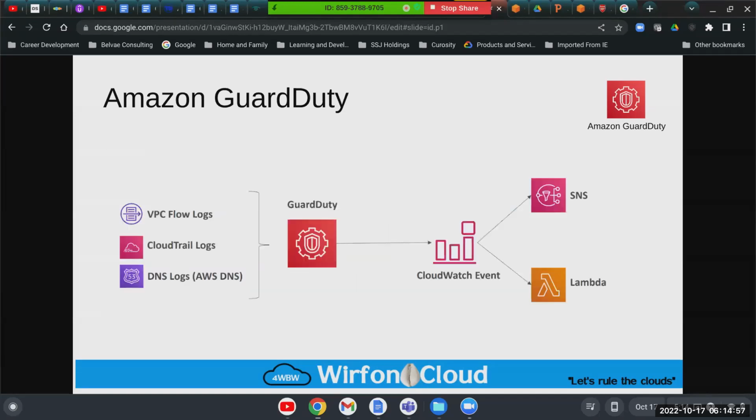And how does it work? As you can see here, it takes logs from a number of areas. VPC flow logs is something that we spoke about last week.